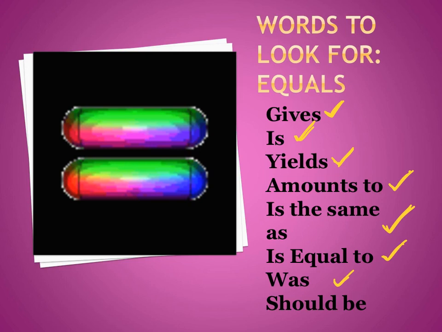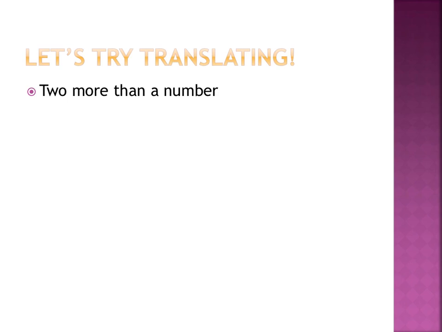was, and should be. Now, I'll be honest, we're not going to use all of these. The main ones that I like are is, is the same as, is equal to. Those are the ones that you are going to see when you are dealing with things that are equal. So, questions on that? Feeling good? All right, let's go look at examples.